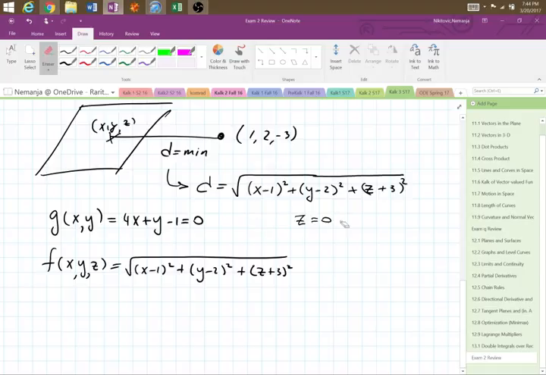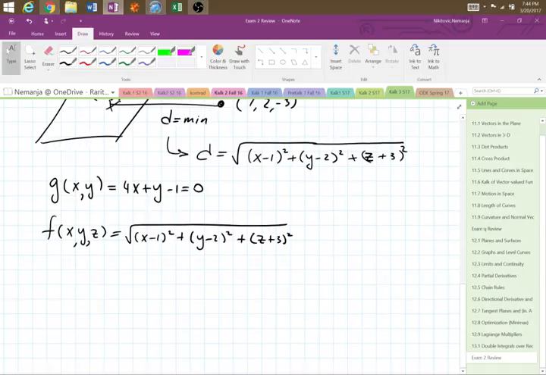But we'll deal with that later. So let's go. Del f equals lambda del g. These are vectors. That's Lagrange. Now I need my partial derivatives.